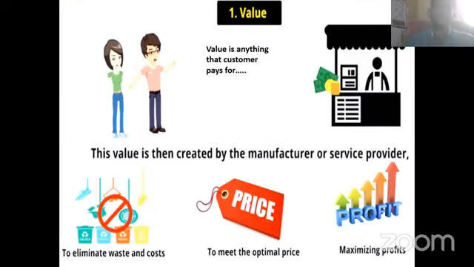So what is the value? Value is anything that customers pay for. Companies manufacture the product, and any steps which add value to the product are what the customer pays for. The steps which are not adding any value to the product are simply waste. So the manufacturer has to eliminate the waste and the other costs which are not adding value to the product, so as to meet the optimal price and give a lower price to the product so that customers can buy it, ultimately maximizing the profit of the company. The first principle is the value.